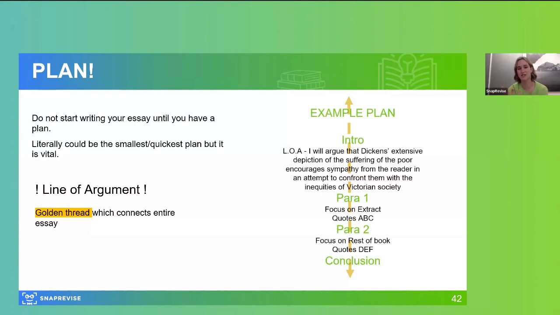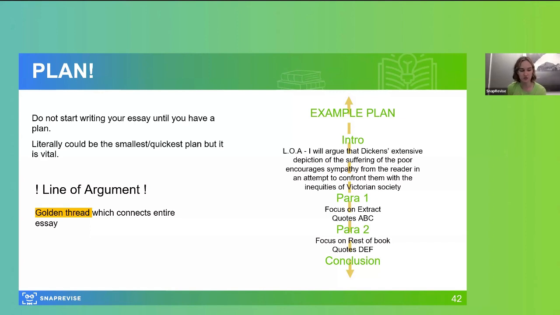So for example, this is a plan that I would write for the previous question about Dickens' portrayal of the suffering of the poor. So my introduction, I've chosen that my line of argument is going to be that Dickens' extensive depiction of the suffering of the poor encourages sympathy from the reader in an attempt to confront them with the inequities of Victorian society. So I've related it to the socio-historical context, and I've not even got onto my main paragraphs yet. So that signals to the examiner that I'm thinking about the relevance of the context. I'm also thinking about my role as the reader, and arguing that through the suffering of the poor, the reader is encouraged to have sympathy and to think about the inequities of society.